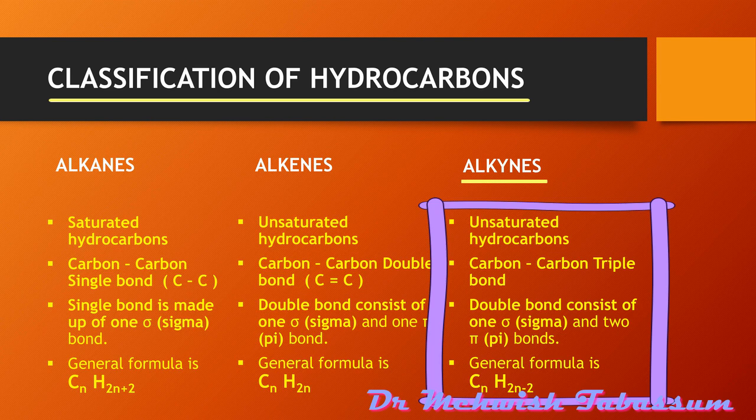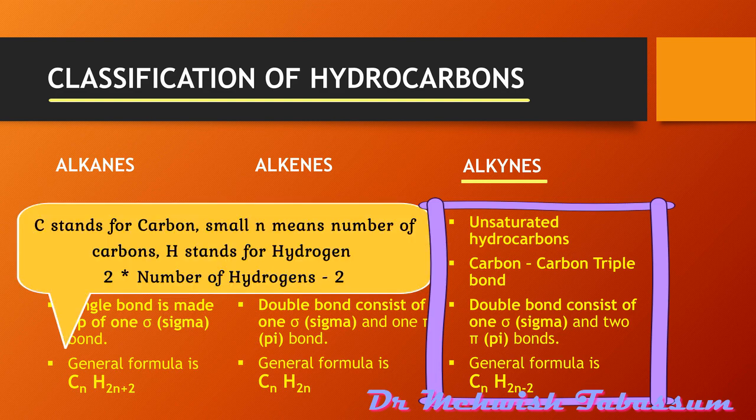Now, what is the general formula of alkynes? It's CnH2n minus 2. C stands for carbon and number of carbons, H hydrogens and number of hydrogens, and so on.